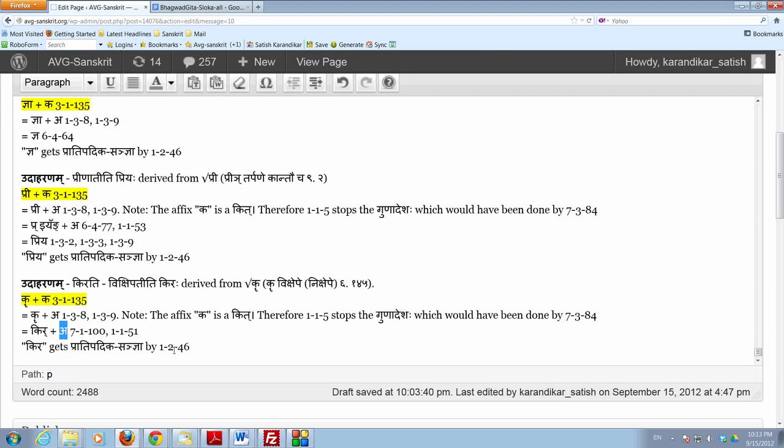Kira gets the pratipadika sanya by krita samasascha. In the language, kira is used in the sense of a boar, someone who scatters or makes a mess, I guess. That is who scatters everything around. That is a boar or a pig. So that is kiraha. It's an adjectival form, but in the language it is used to mean a hog or a boar. So this is the sutram. So kirati iti kiraha. Kirati vikshipati iti kiraha.